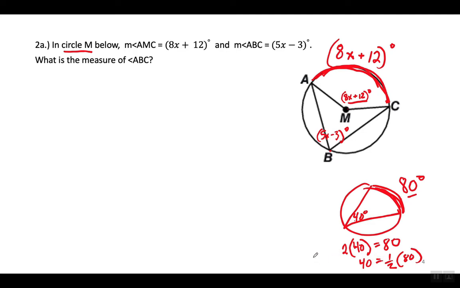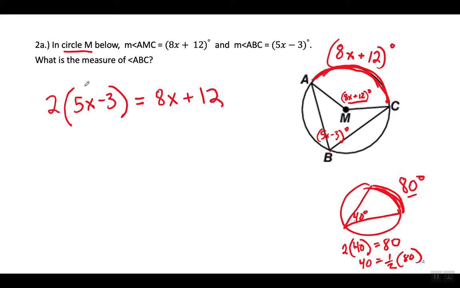All right, so how would I do it? I think the easiest way is to write it out that angle ABC, if you multiply angle ABC by 2, you get this arc. So let me write it this way. That way I don't have a fraction. That's the way I would recommend that you do it. 2 times 5x minus 3 will equal 8x plus 12.